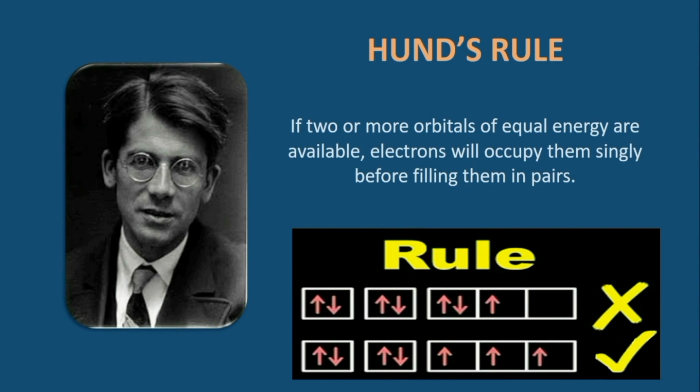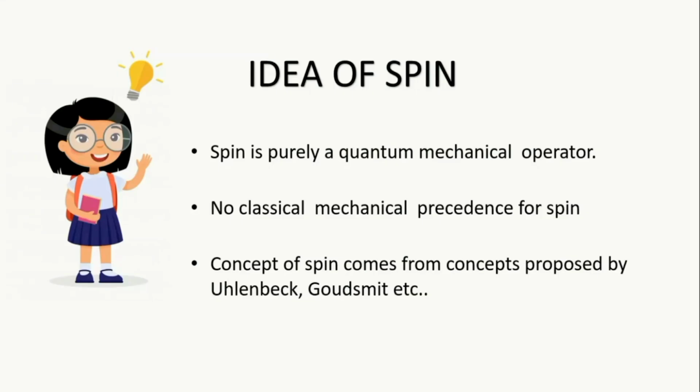In 1927, German physicist Friedrich Hund proposed Hund's rule. The rule says that if two or more orbitals of equal energies are available, electrons will occupy them singly before filling them in pairs. Ria, I think you have got some ideas about spin.